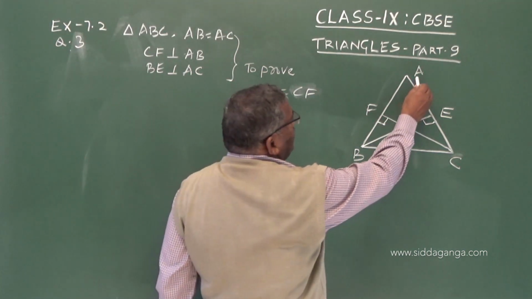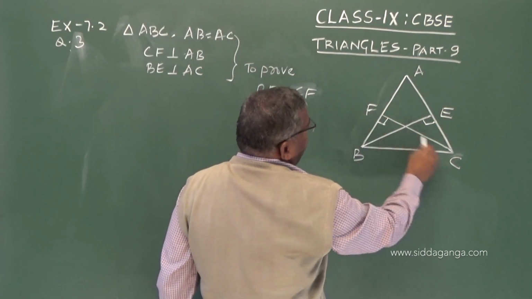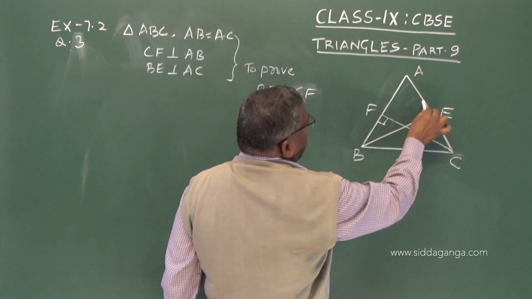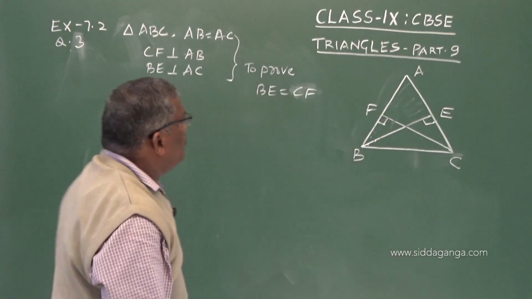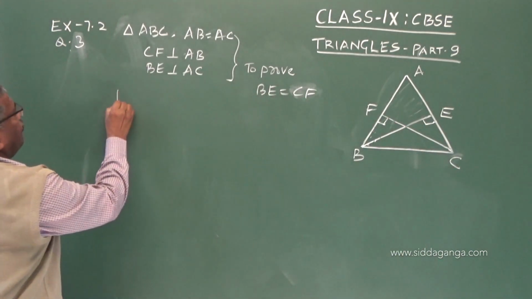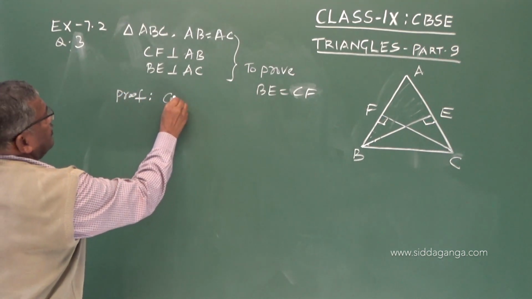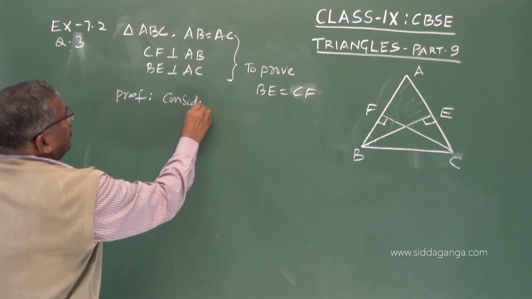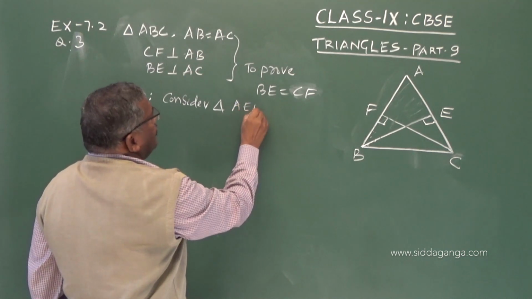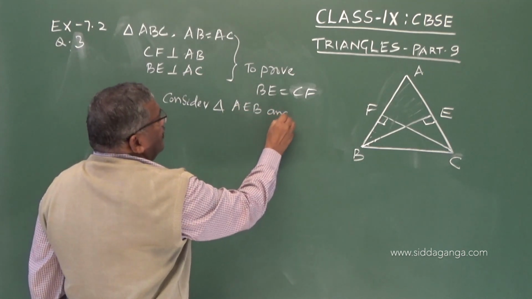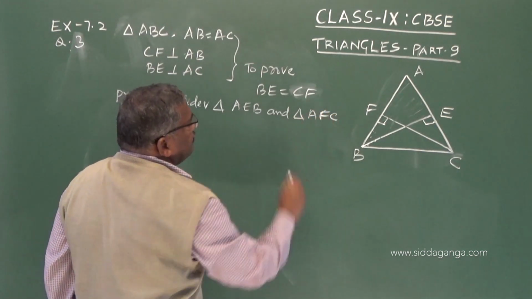Now, you consider here triangles AEB and AFC. So, this triangle is AEB and this triangle is AFC. So, proof. Consider triangle AEB and triangle AFC.